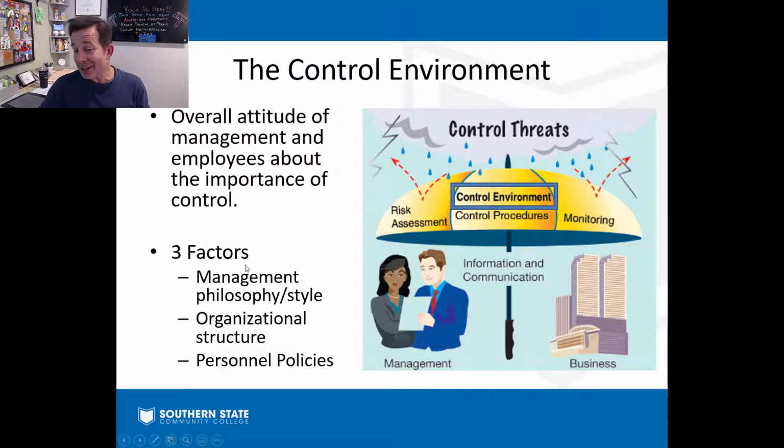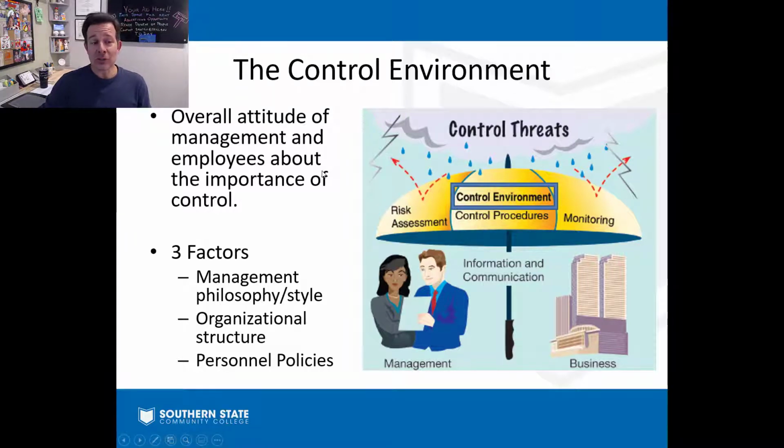As I like to say, the crap flows downhill. If you have bad management and they don't put an importance to internal controls in a control environment, that all flows through the organization. If management doesn't follow controls, if management doesn't pay attention to it, then no one else will. So that's a very important part of the control environment, the management philosophy and their style.